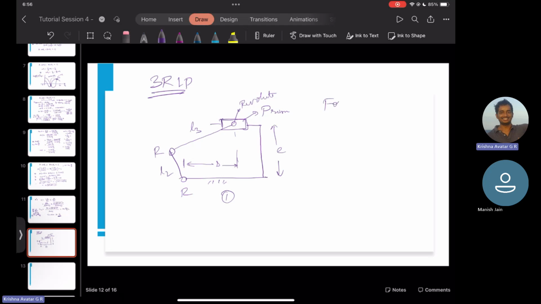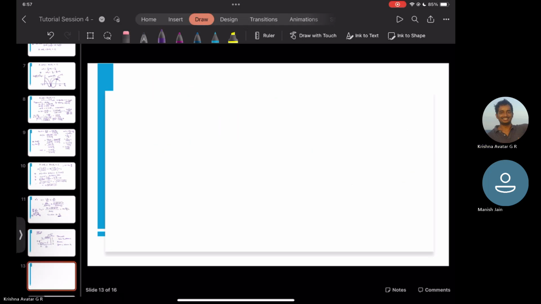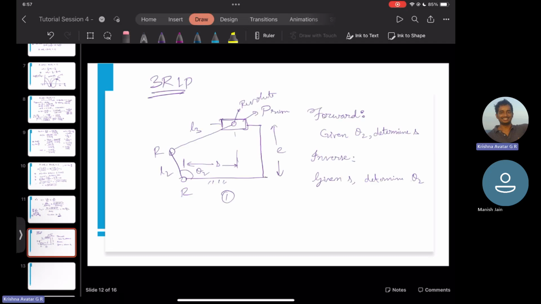So here the goal is, in forward, given theta 2, and inverse, given S, determine theta 2. And theta 2 is this angle. This was for 3R, of type 1.